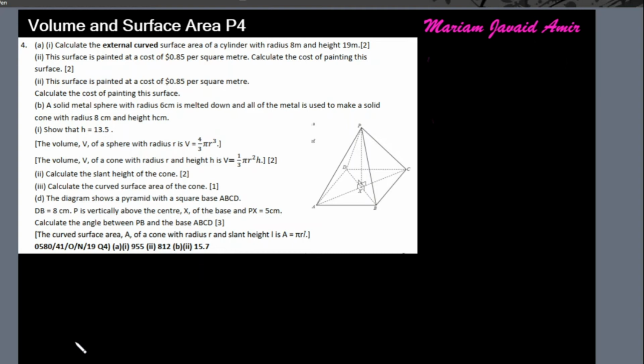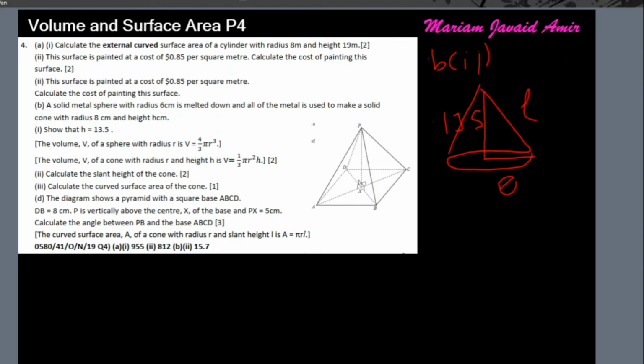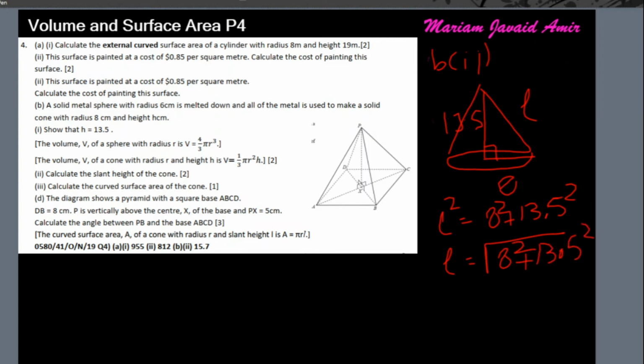Part B2 is calculate the slant height of the cone. We know the height of the cone is 13.5 and the radius of the cone is 8. To find the slant height, we'll apply Pythagoras Theorem, which is L square equals 8 square plus 13.5 square. Next, take the square root of these values, which gives 15.692, which is 15.7.